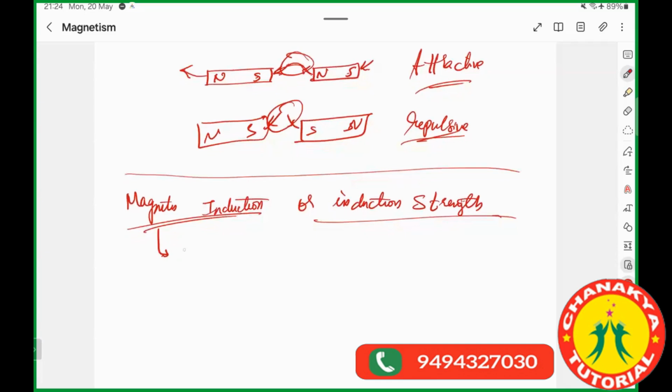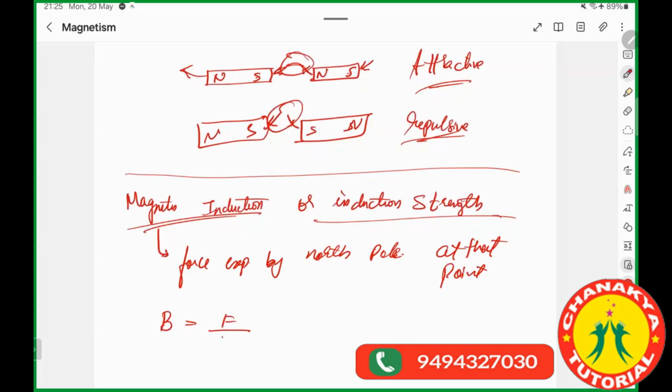So we can say the force experienced by the north pole at that point. So magnetic field B equals force by M. So F equals MB. If you remember in electrostatics, we had F equals QE.